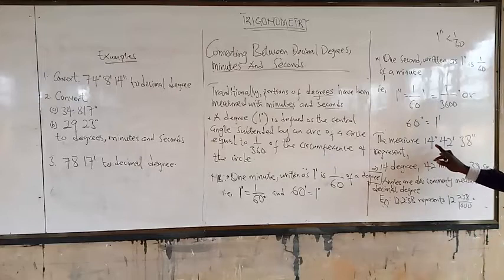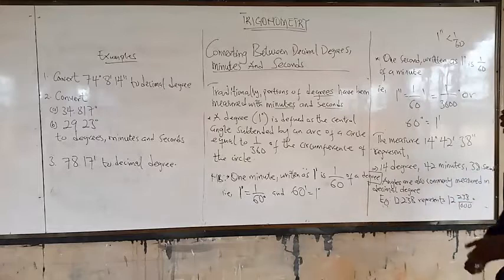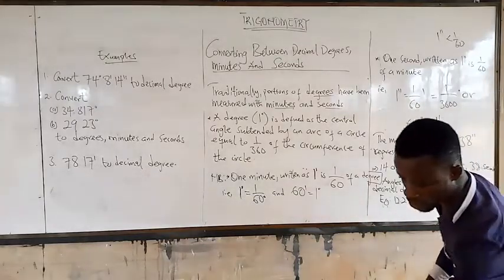Then measure 14 degrees, 42 prime, 38 prime. This represents 14 degrees, 42 minutes and 38 seconds. So it goes like that.